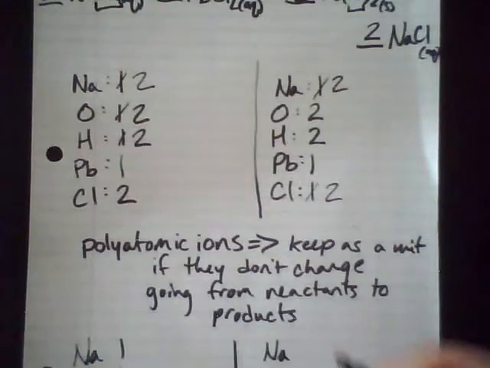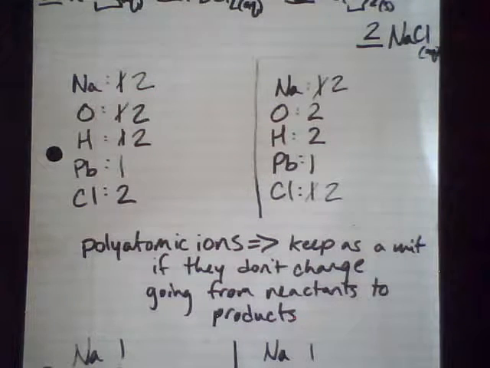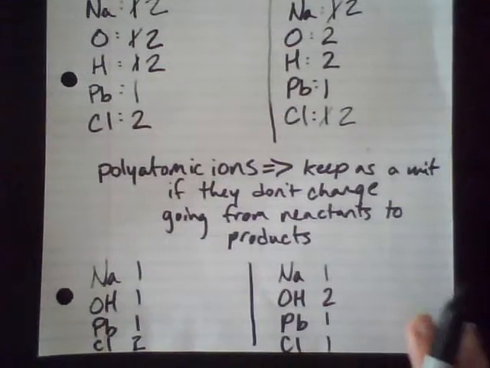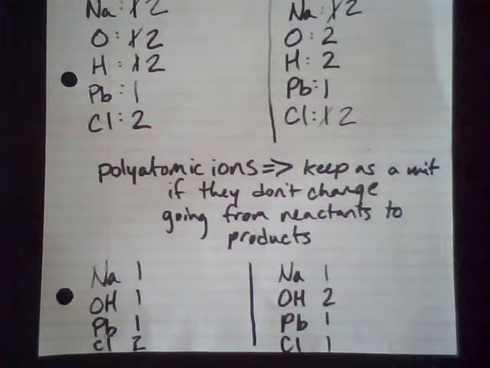And I still have 1 sodium and 1 chlorine. So 1 sodium, 1 chlorine, 1 lead, 2 hydroxides. Okay, so that kind of changes the way that we're thinking about things, and in some way simplifies, right? Because now I can look at this and say, well, I'm going to need 2 hydroxides on this side and 2 chlorides on this side.